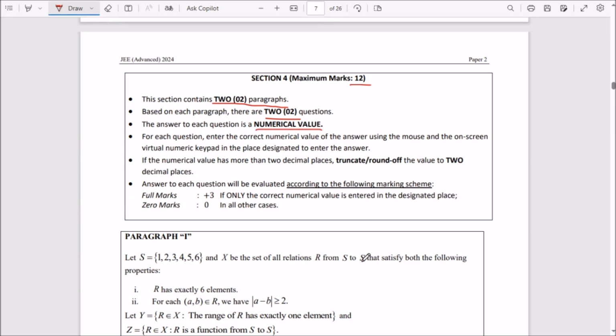For each question, enter the correct numerical value of the answer using the mouse and the virtual numeric keypad. If the numerical value has more than 2 decimal places, truncate or round off the value to 2 decimal places. There will be +3 if only the correct numerical value is entered in the designated place, and however there is no negative marking for these questions.